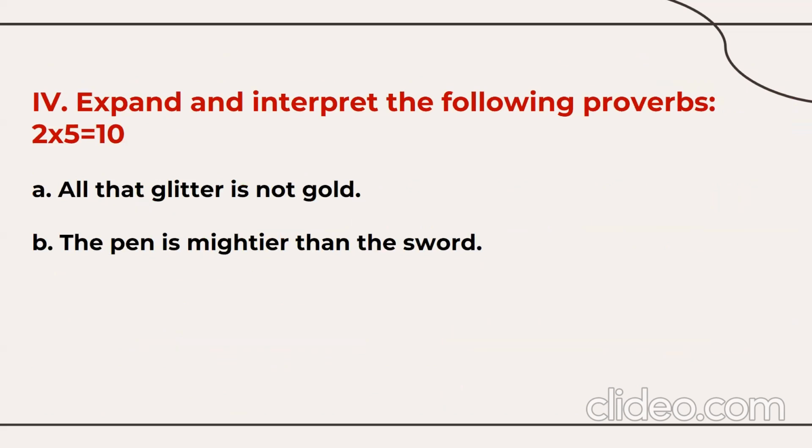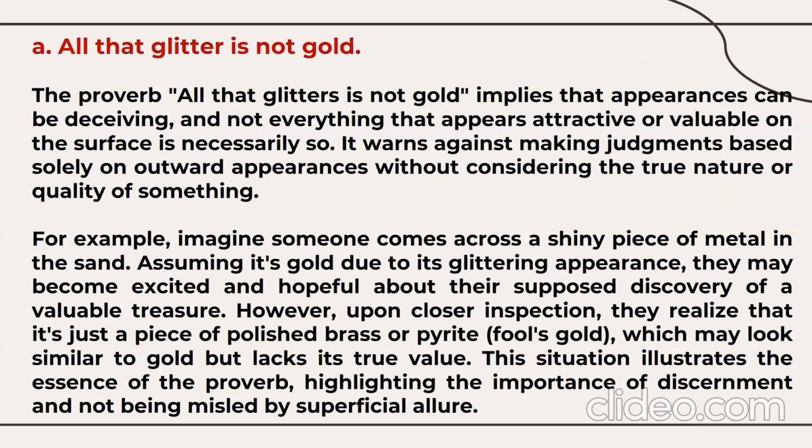Next question you have here: two proverbs will be given, and you need to interpret those two proverbs in your own words. Both are compulsory. All that glitters is not gold; the pen is mightier than the sword. For all that glitters is not gold, you need to give the meaning and you need to give an example. You can pause the video and read the answer. The proverb, all that glitters is not gold, implies that appearances can be deceiving, and not everything that appears attractive or valuable on the surface is necessarily so.